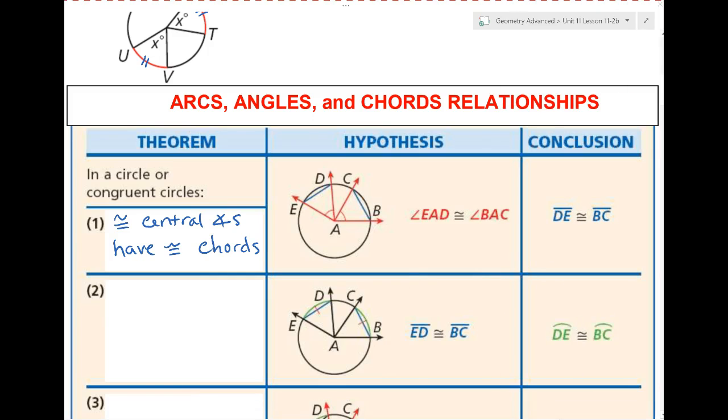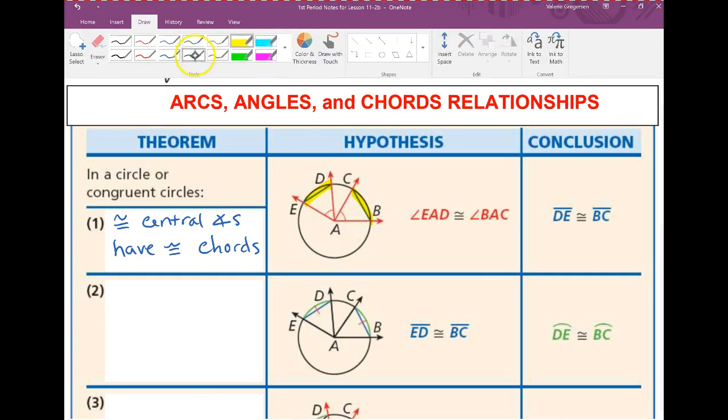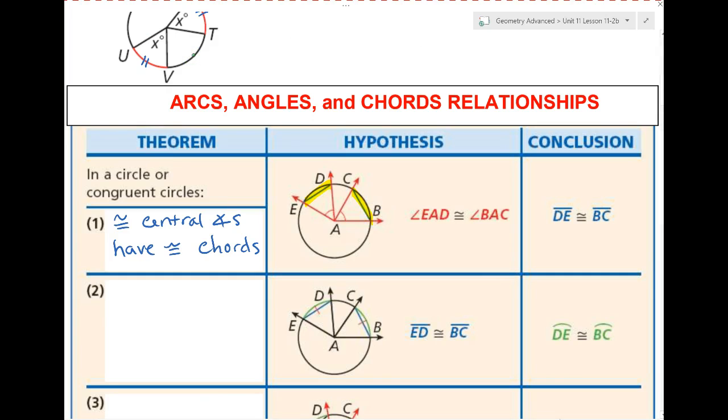Now, let's talk about this for a moment. Remember, a chord is a line segment that connects 2 points on the circle. So you guys see segment DE and segment BC, that those are the 2 chords we're talking about, correct? Now, if I have those 2 chords, and I draw in a central angle, isn't the central angle made by 2 radii? Are you guys with me so far?